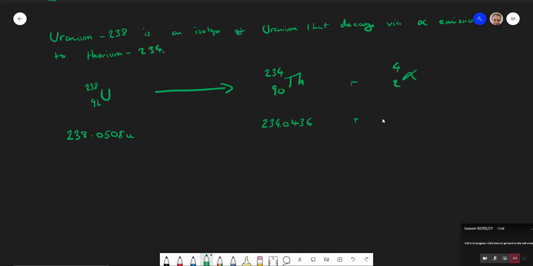Then we want an alpha particle, so helium is 4.0026 U. So we've got this, and we can ask, what's the mass on this side of the equation? So we've got 234.0436 plus 4.0026, and we get 238.0462.